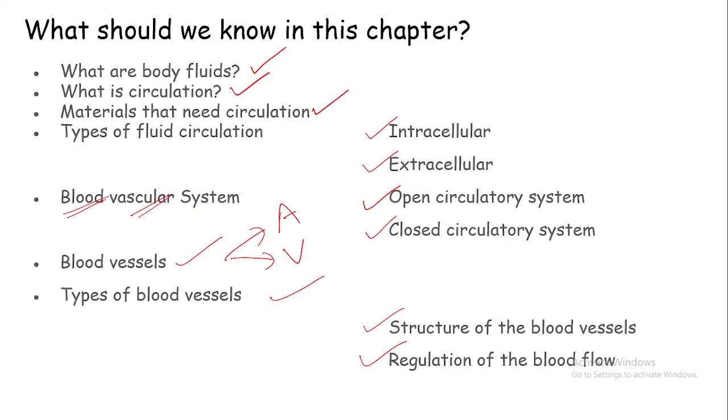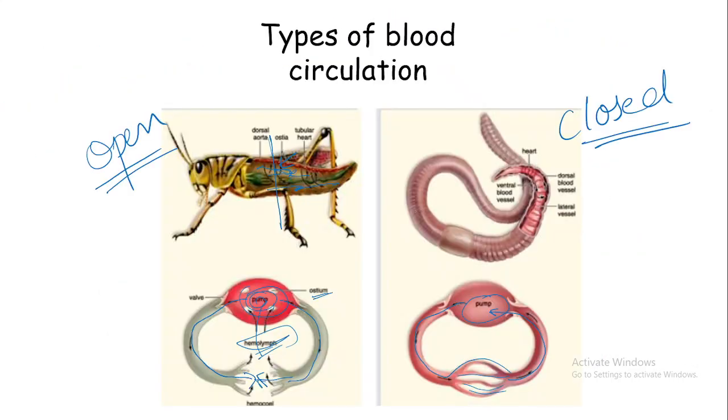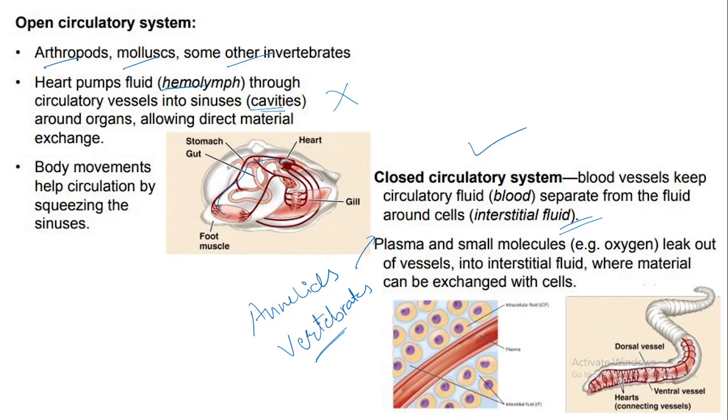Circulation is the flow of blood or flow of any body fluid that carries particular contents to be transported from one part of the body to another. We have different types of circulation, intra and extra circulation, blood vascular system. The types of circulation are open and closed in lower organisms.